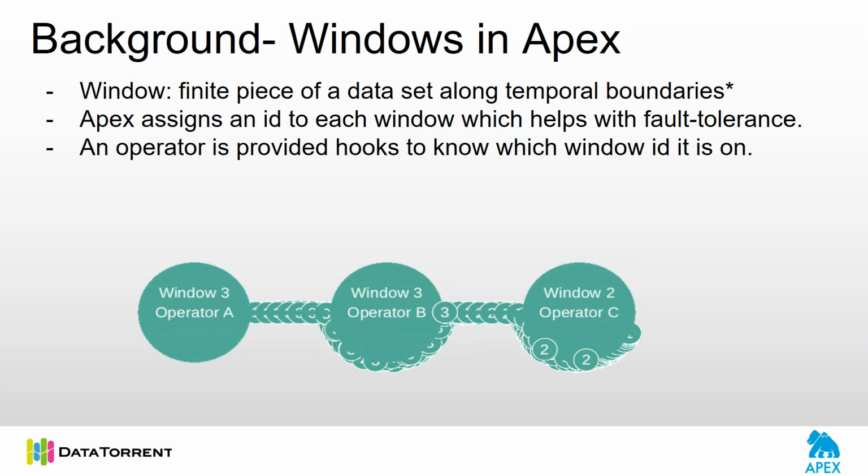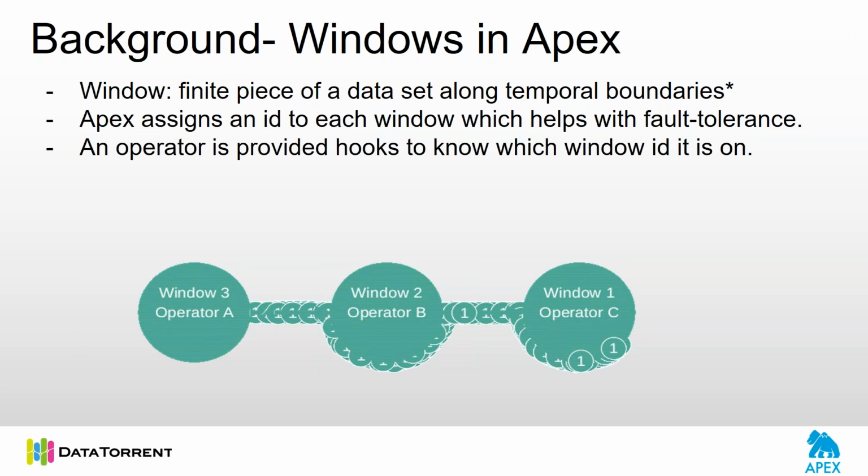In Apache Apex, each such window is assigned an ID, and using this window ID, an operator developer can make any operator fault tolerant. Also, when we write an operator, it is provided with hooks to know which window ID it is on. For example, at begin window, you get a window ID. When you checkpoint, you get a window ID. So with these window IDs, you can actually make your operators fault tolerant.